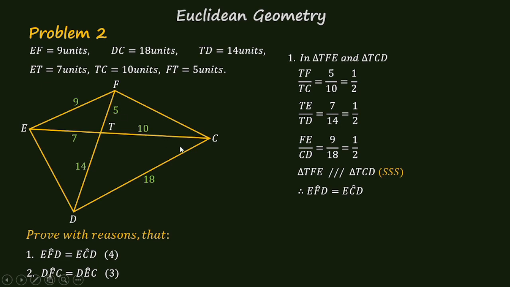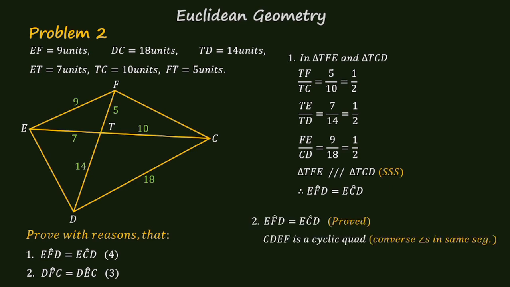From the converse of the angles in the same segment, we can say that CDEF is a cyclic quad because the angles in the same segment are equal. And then if the angles in the same segment are equal, we can claim that this one equals to that, which is what they're looking for here.